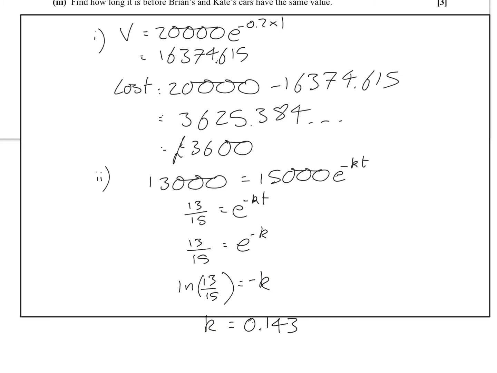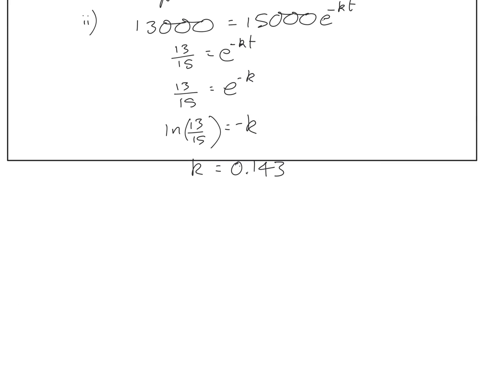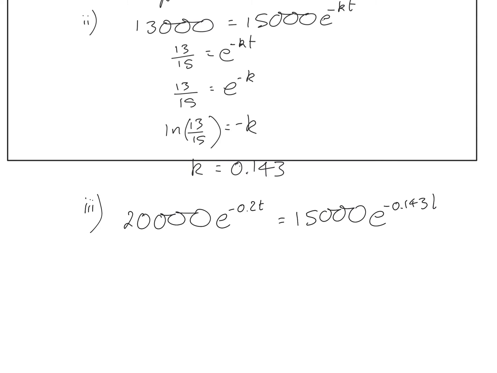How are we going? We've got time to do part 3? So part 3 said, how long is it before Brian and Kate's cars have the same value? So we've got 20,000 e to the minus 0.2 t has got to equal 15,000 e to the minus 0.143 t. Okay, I think everybody wrote that down.